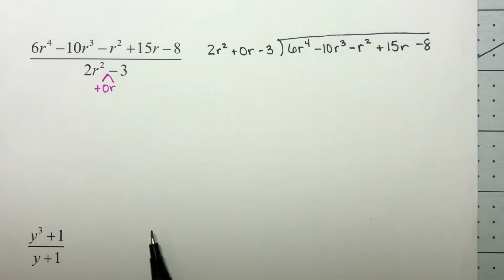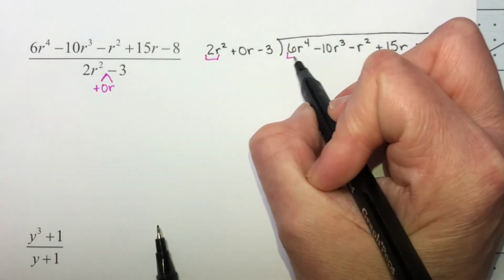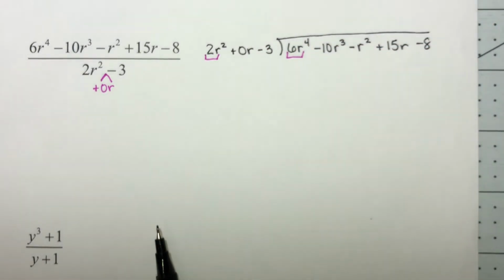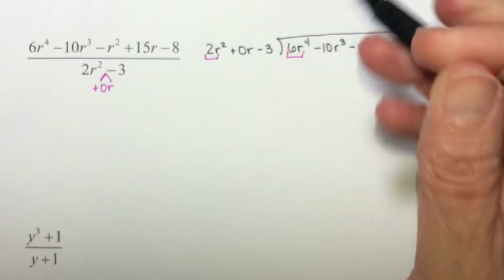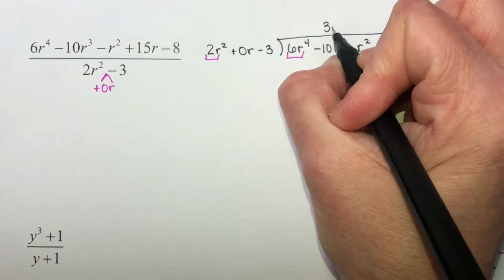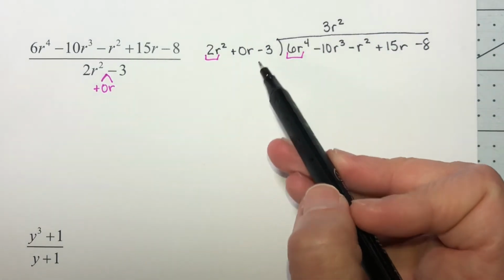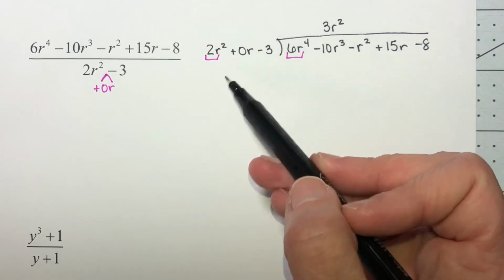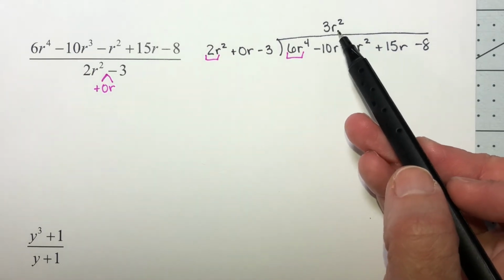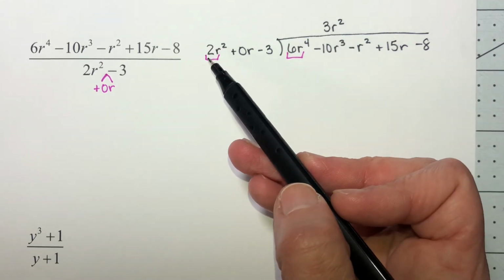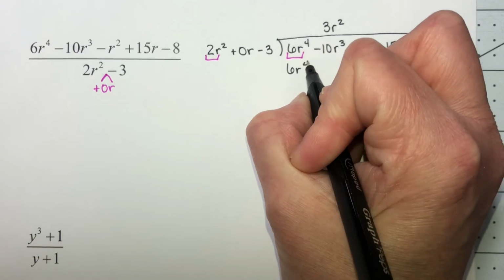Okay, so let's concentrate on our first terms. I want this to become this. So I need to multiply this by a 3r squared. Distribute this, and we're going to keep this 0. We're going to keep getting zeros, but we're going to keep it around because it is a placeholder for us. 3r squared times 2r squared gives me 6r to the fourth.